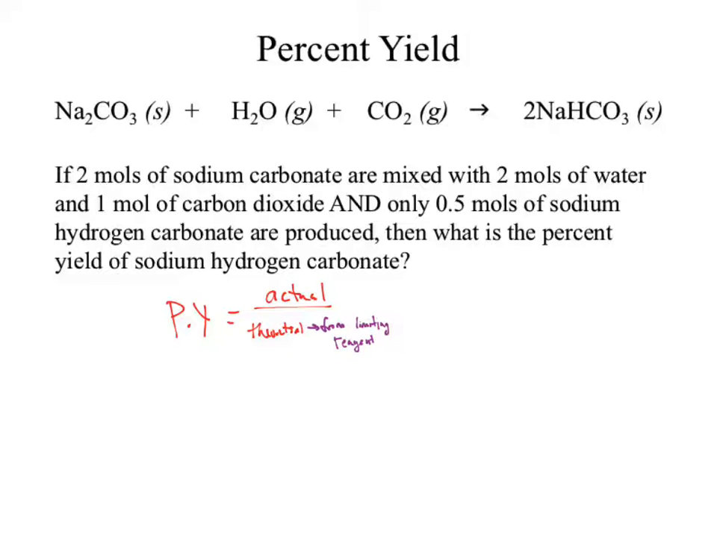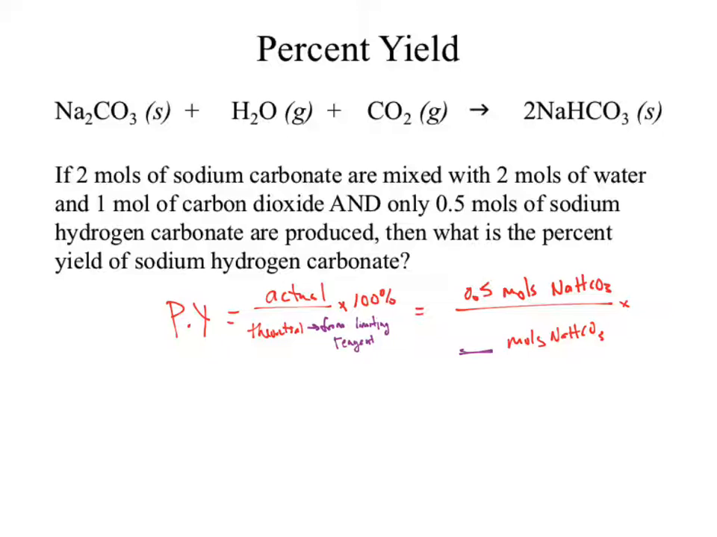Okay. And then we have to multiply by 100%. What was the actual yield? 0.5 what? Moles of sodium hydrogen carbonate. We need to then divide that by our moles of sodium hydrogen carbonate, and the number that we need to bring in there has to come from our theoretical yield calculation.